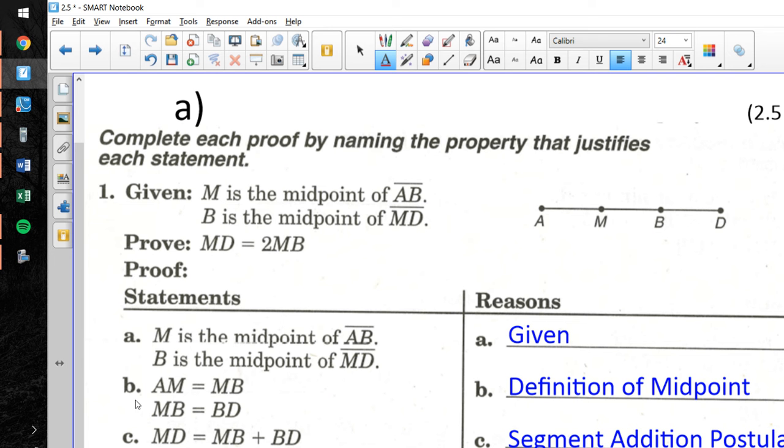And the last step then, let's take a look at how they went from D to E. The left side is the same, but the right side has changed from MB plus MB to a 2MB.